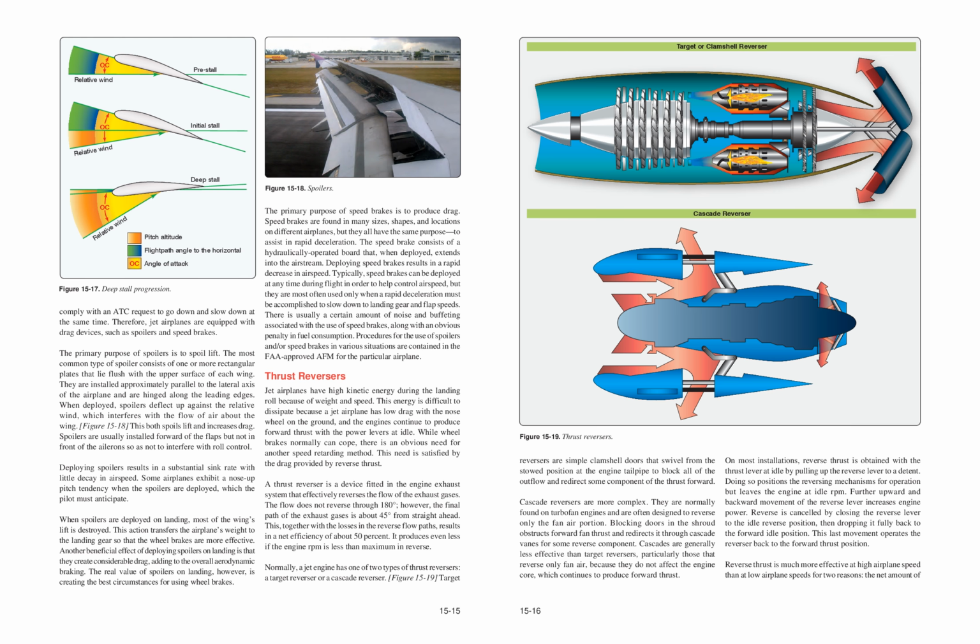Target reversers are simple clamshell doors that swivel from the stowed position at the engine tailpipe to block all of the outflow and redirect some component of the thrust forward. Cascade reversers are more complex.